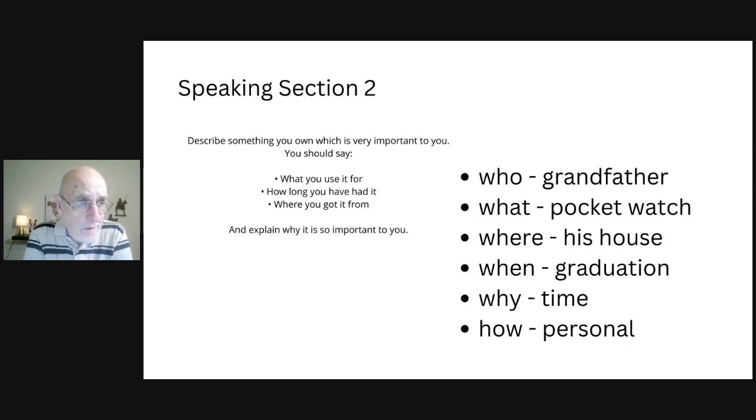And why did he give it to me? Well, as well as answering the question why it's very important to me, I'm going to say why he thought it was important to me. And he wanted to remind me to make the best use of my time, that I would have time to accomplish great things. And if I was always aware of managing my time and making the best use of my time, that I would be successful in life.